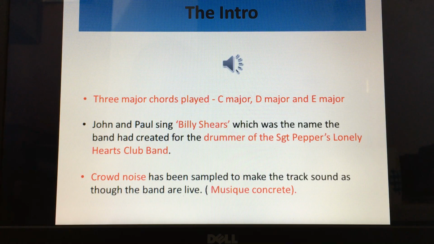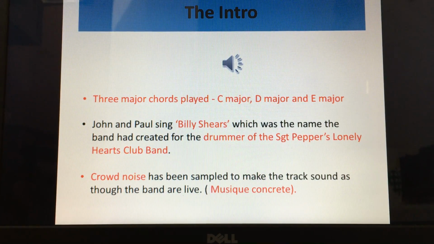Okay, so this is a recap of the intro last lesson. Last lesson I got you to answer some questions on the intro. This week I've just written some information on the slide for you. So there's 3 major chords played. We have C major, D major and E major. You can hear that. They sing over the top of it, Billy Shears. So the music's getting higher, it's ascending. They have those 3 chords. You've got the crowd noise so that it sounds like a live concert. And when we use real samples from real music, we call it musique concrète. Okay, so that's the intro.